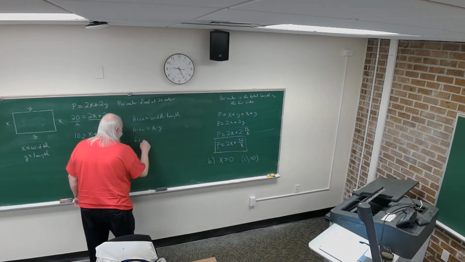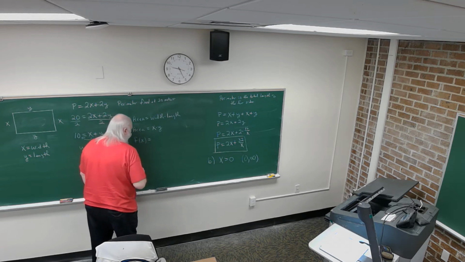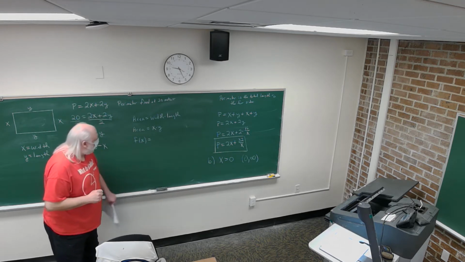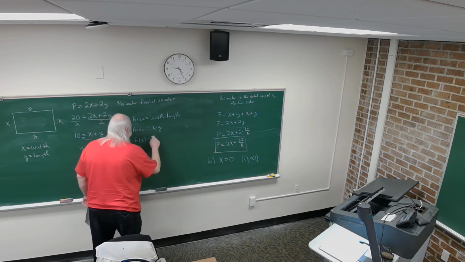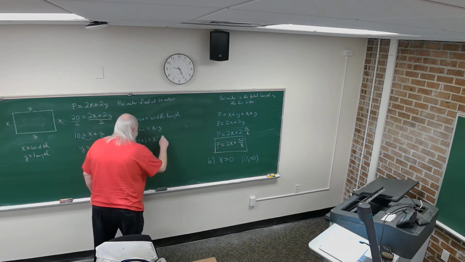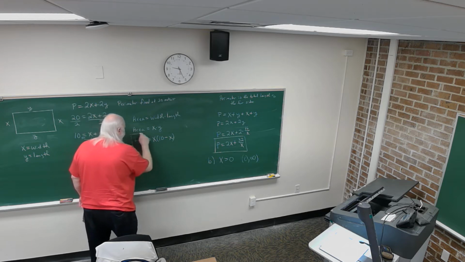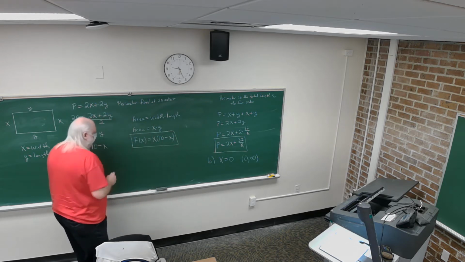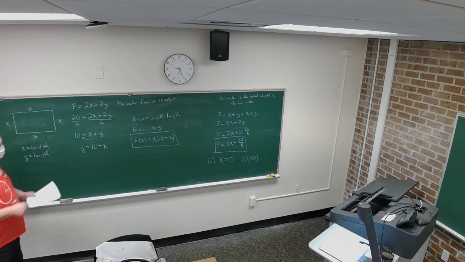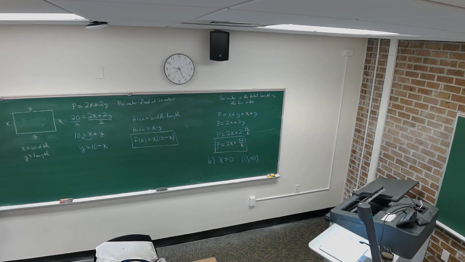So we can replace the word area with f of x. Area is a function of x, and it's equal to x times 10 minus x, right? y is equal to 10 minus x. So that's the area of the rectangle as a function of the width, x.